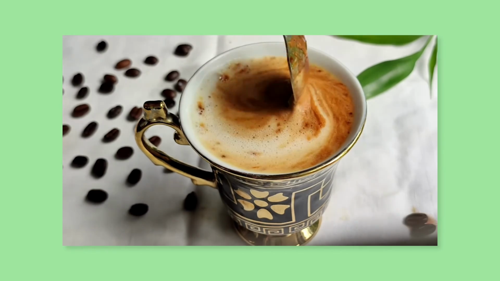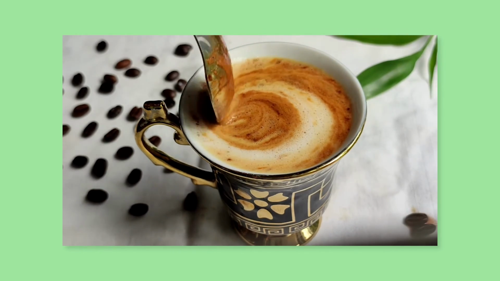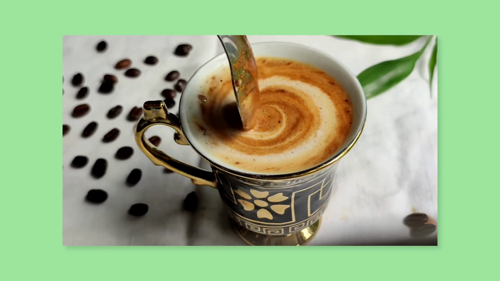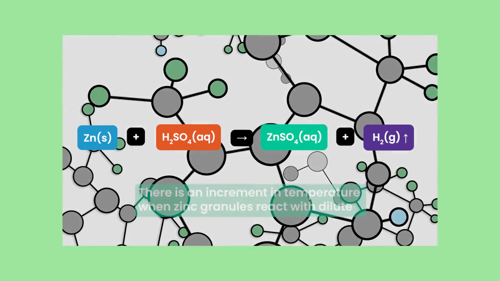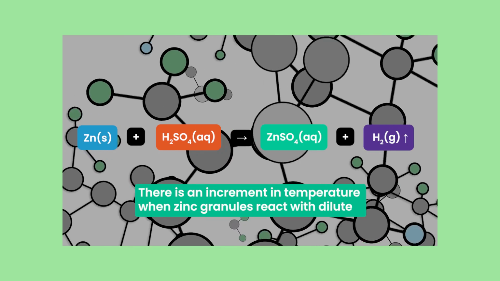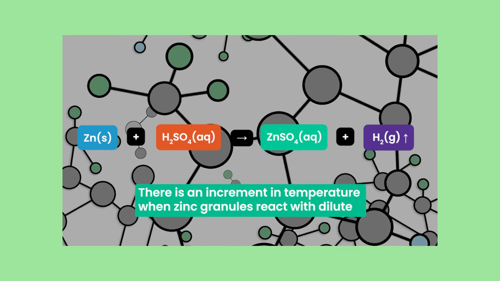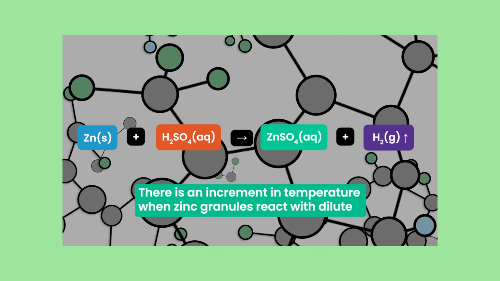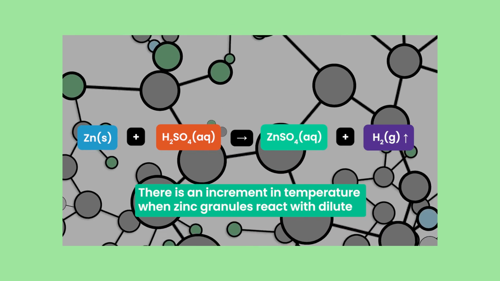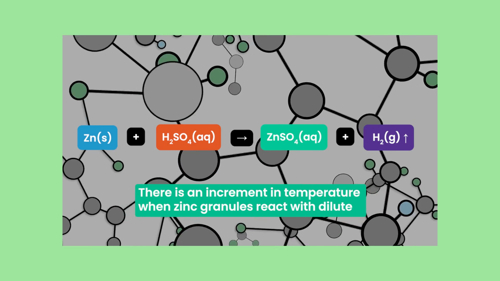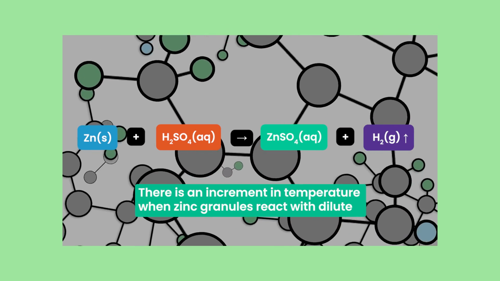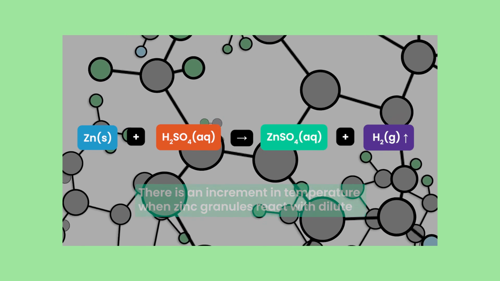Next is change in temperature. Have you ever felt a change in temperature of milk while making coffee at home? Surely, it's a chemical reaction too. This change in temperature in reactions gives us an indication that the process is going on. For example, the chemical reaction between zinc granules and dilute sulfuric acid is also characterized by a change in temperature.